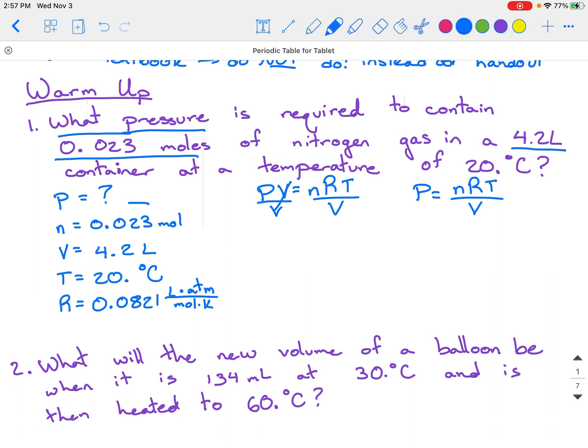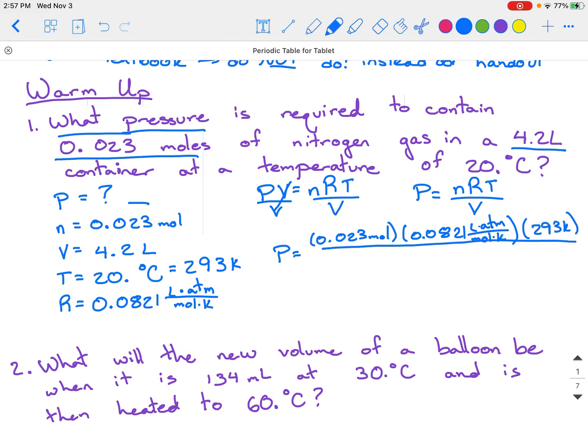Looking at my units, everything matches except degrees Celsius. This needs to be in Kelvin. To do so, you're going to add 273. This brings us to 293 Kelvin. All right, plugging it all in, I have 0.023 moles times our R, which is 0.0821 liters atmosphere per mole Kelvin, times our temperature, which is 293 Kelvin, all divided by our volume, which is 4.2 liters.